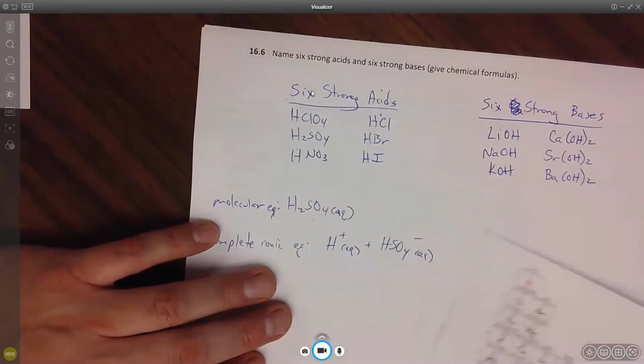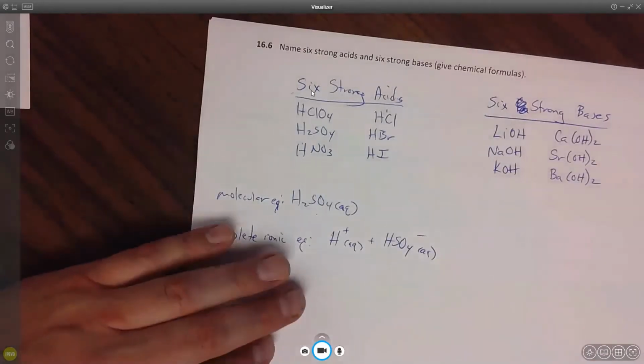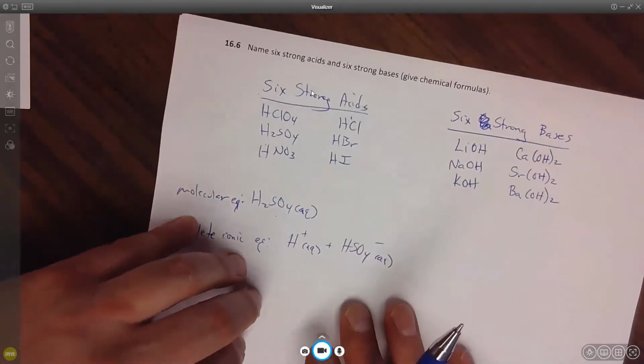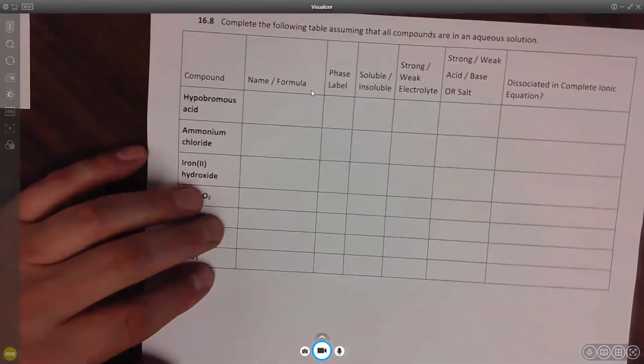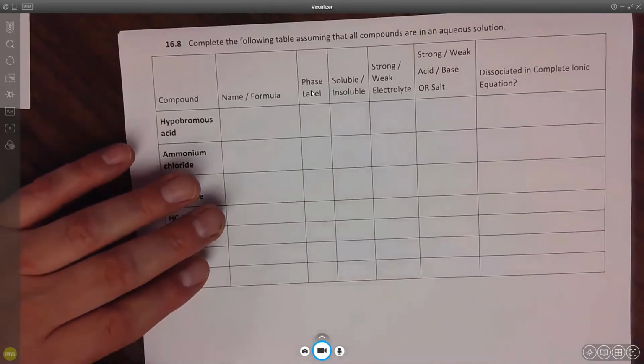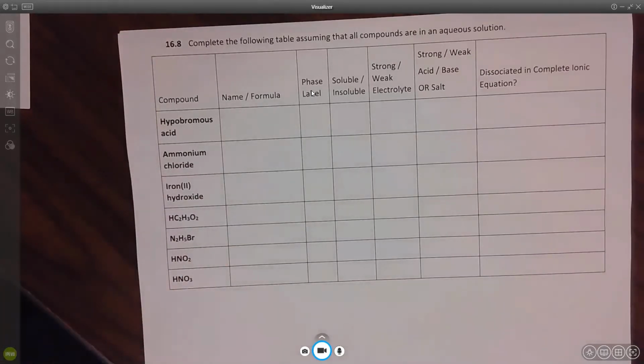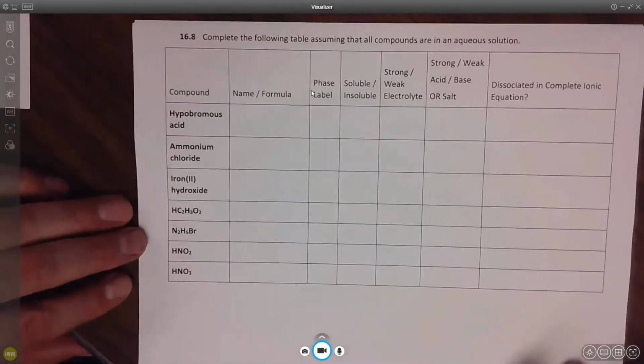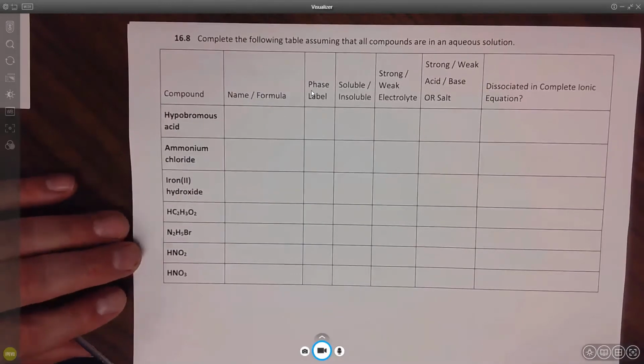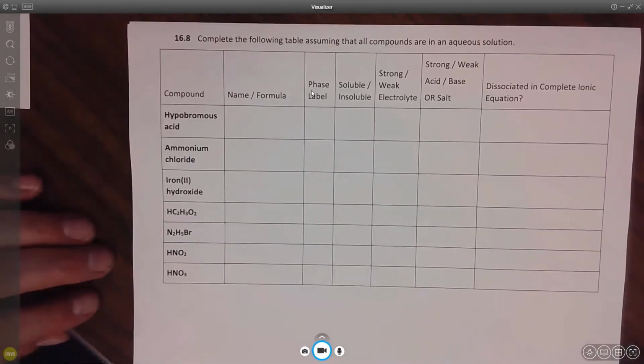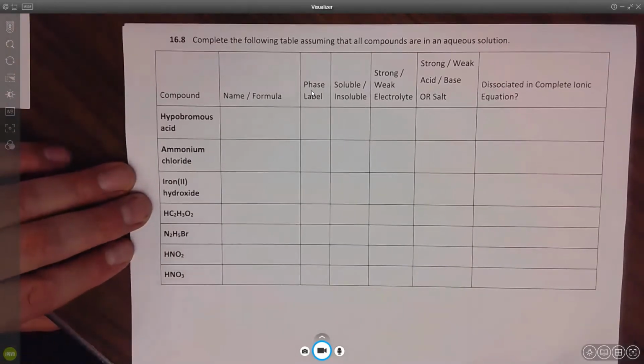Okay, so that brings us to being able to write. You're going to need to be able to write the complete ionic, net ionic, and molecular equations, because most of the time we're going to work from the net ionic equation. So you've got to be able to get there. Again, this is all Chem 110 review, what I've been doing. This is Chem 110 right here.